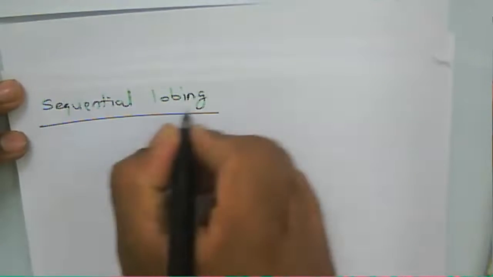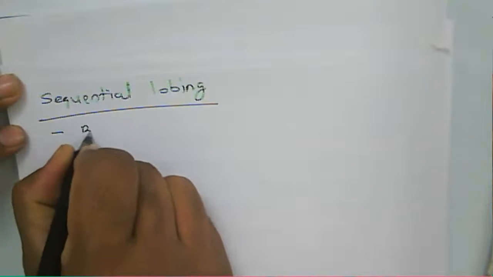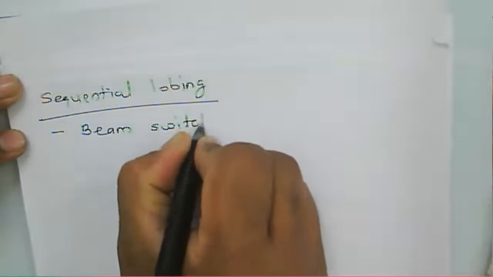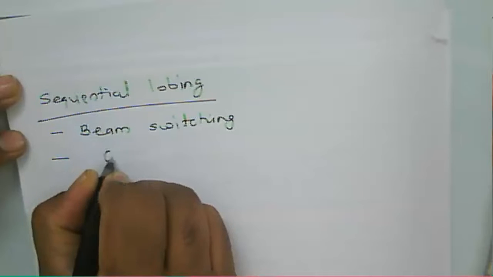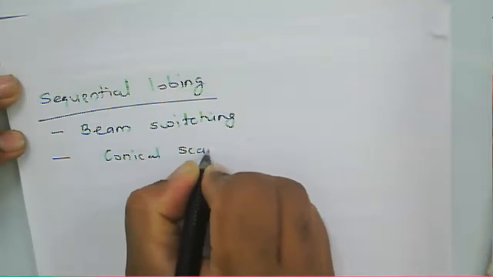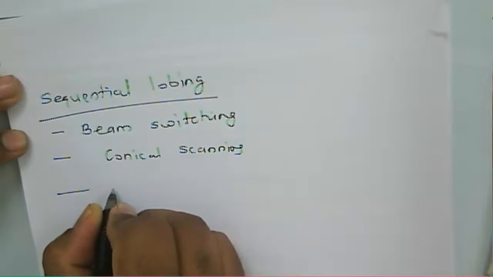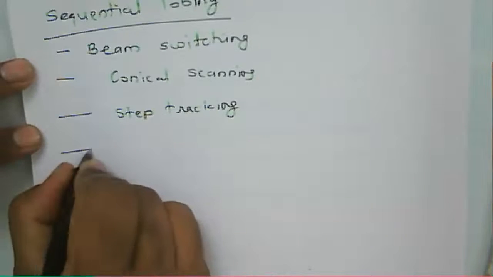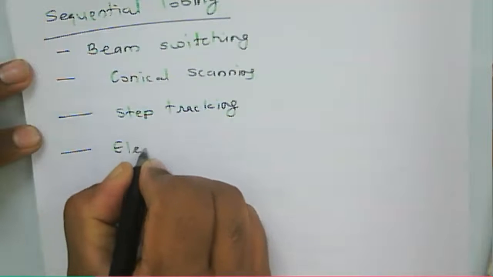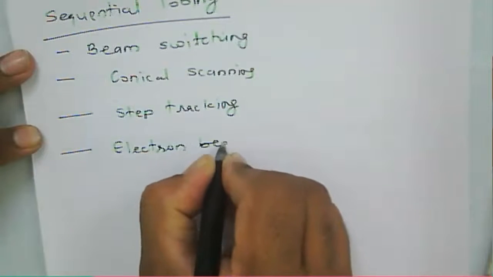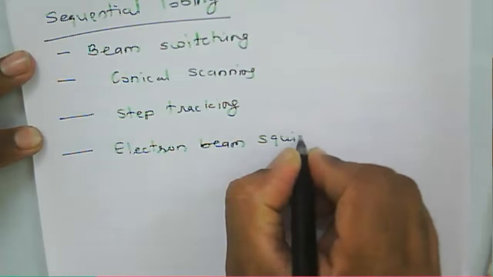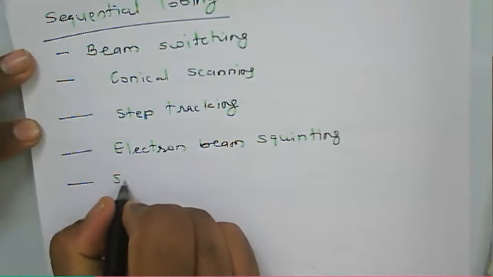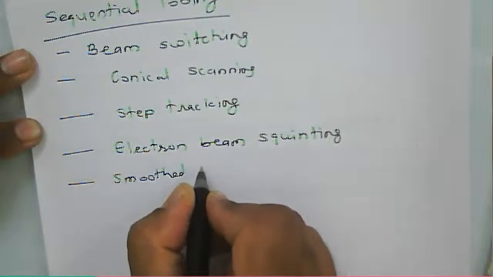So there are various methods in sequential lobing. Those methods are beam switching, then conical scanning, then step tracking, then electronic beam squinting, or smoothed step tracking.